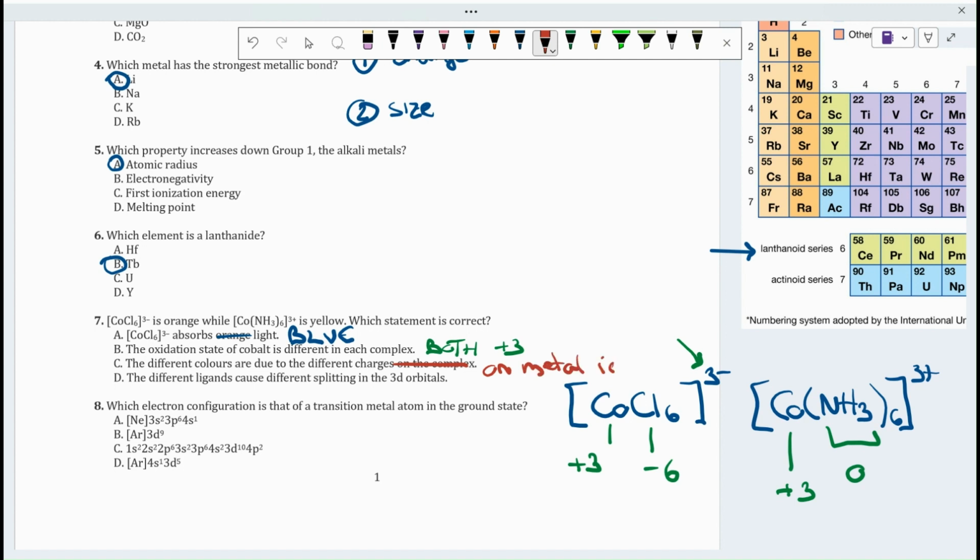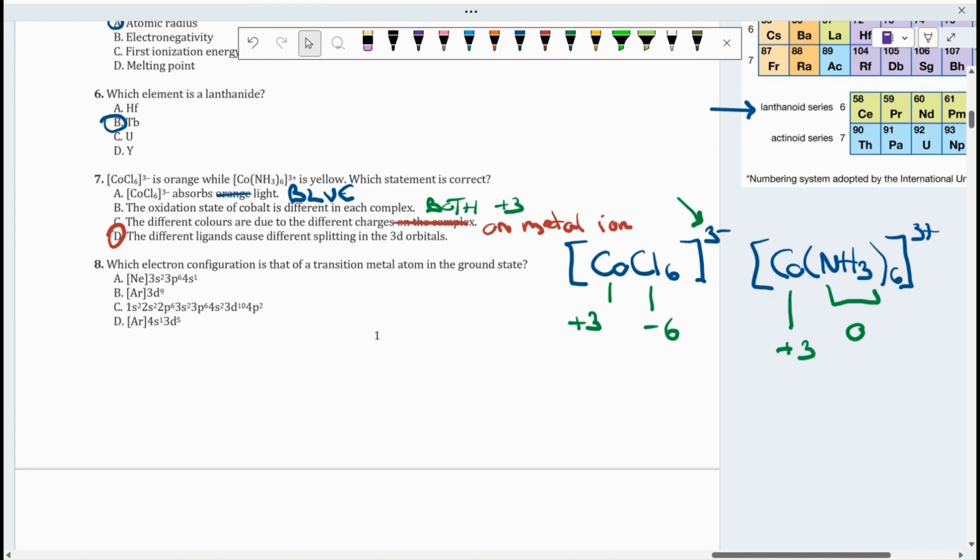Metal ion. So that leaves us with D. The different ligands cause different splitting in the d orbitals. Yes, that's what ligands are all about. The stronger the ligand, the bigger the split. We're not told which one is strong or weak here. We just know that they're different. Yeah, chlorine is different to ammonia. Those are our ligands here. So we'll stick with D.